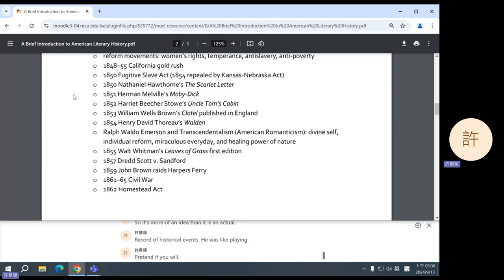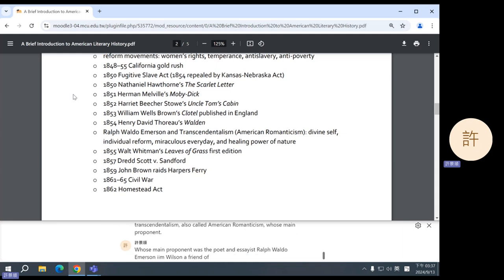But it helped to add to the growing movement of transcendentalism, also called American Romanticism, whose main proponent was the poet and essayist Ralph Waldo Emerson. A friend of mine recently translated a collection of Emerson's essays. And our library has a copy if you're interested.